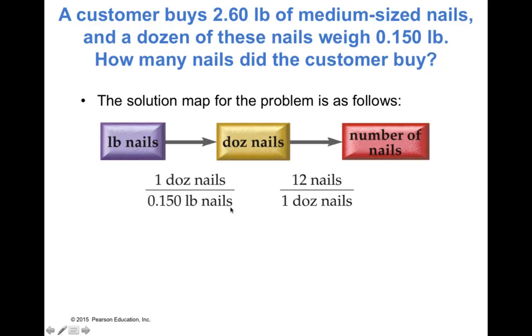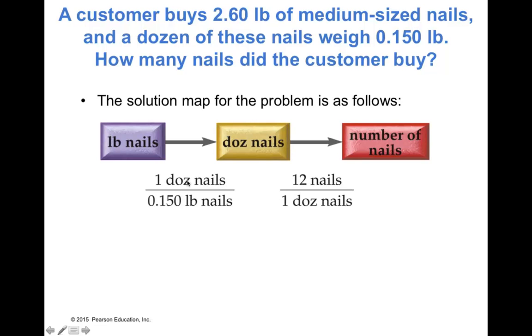Remember that for each definition, we always produce two conversion factors, and we need to use the one that cancels the unit that we need to cancel. For example, here we need to cancel the pounds of nails, so we're going to use this conversion factor instead of the one that had the dozen in the denominator. So by using this, we're going to change pounds to dozens, to number of nails.